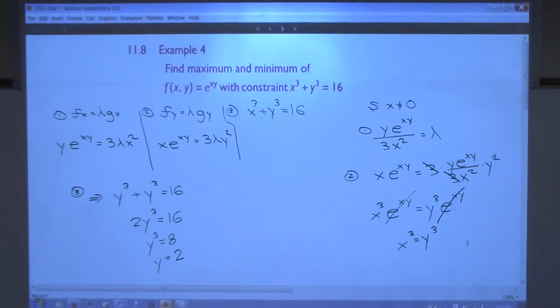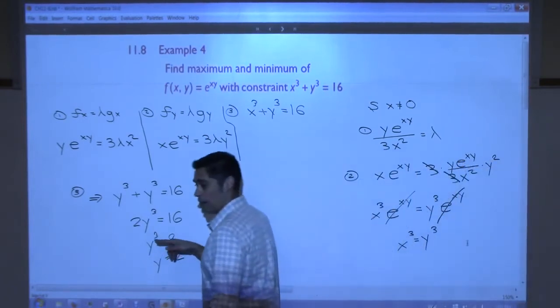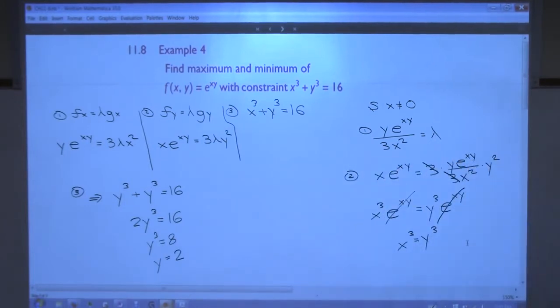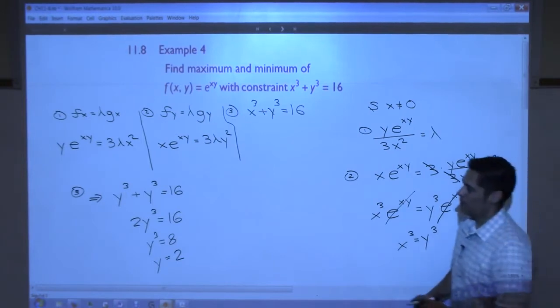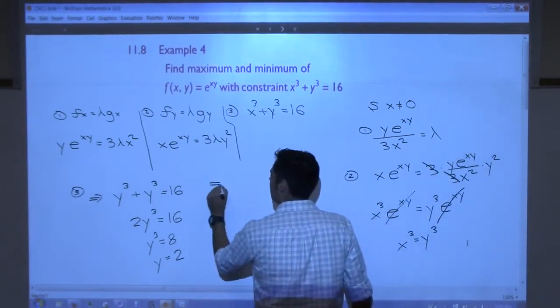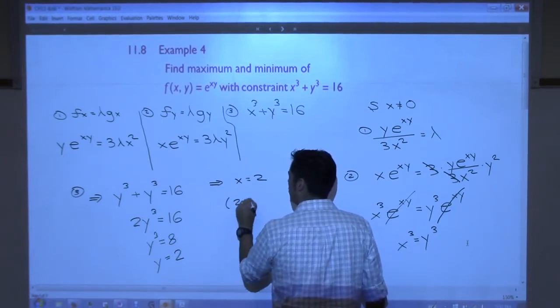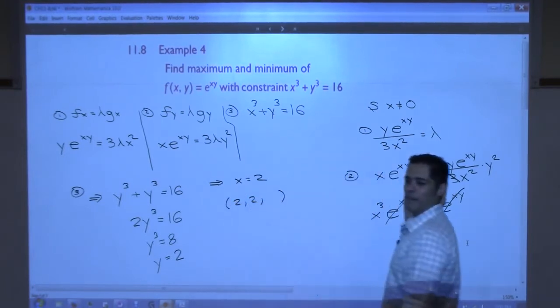All right. Now what? Just plus because it's a cube, not a square. That means x is 2 because of this equation, right? Which implies that x is 2. Hey, this is promising. I've got 2, 2 so far, right?